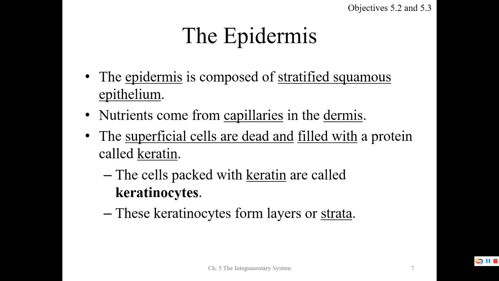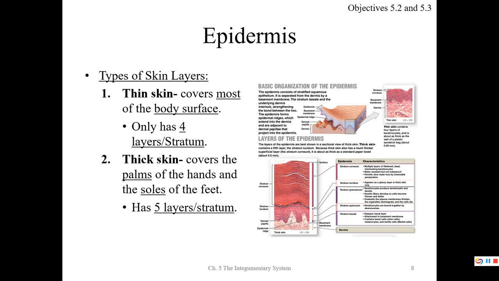The epidermis is made up of stratified squamous epithelium. It gets all of its nutrients from capillaries that are found in the dermis. The superficial-most cells are dead, and they are packed full of a protein named keratin. Once we pack these cells full of keratin, we call them keratinocytes. The keratinocytes form layers of cells that are called strata. Stratified, remember, stratified squamous. We'll talk about strata in just a minute.